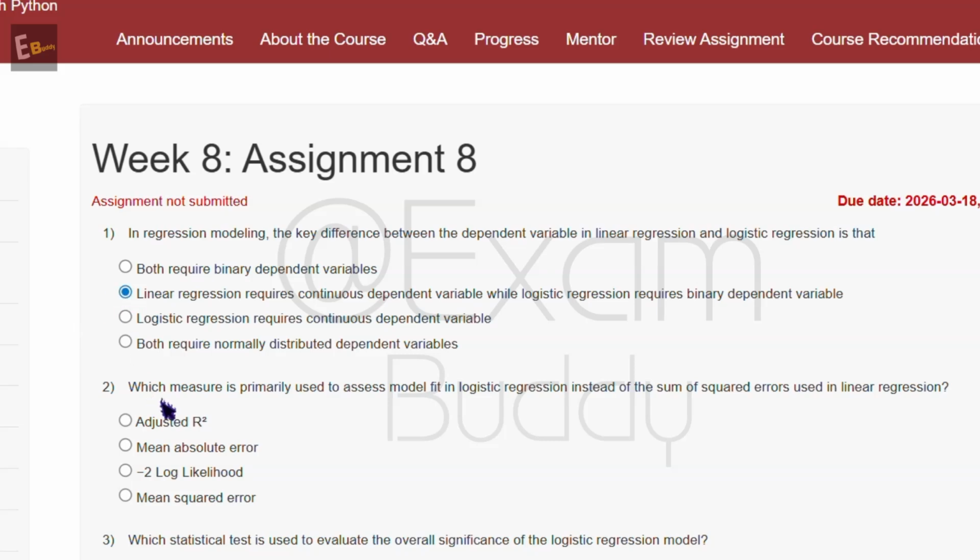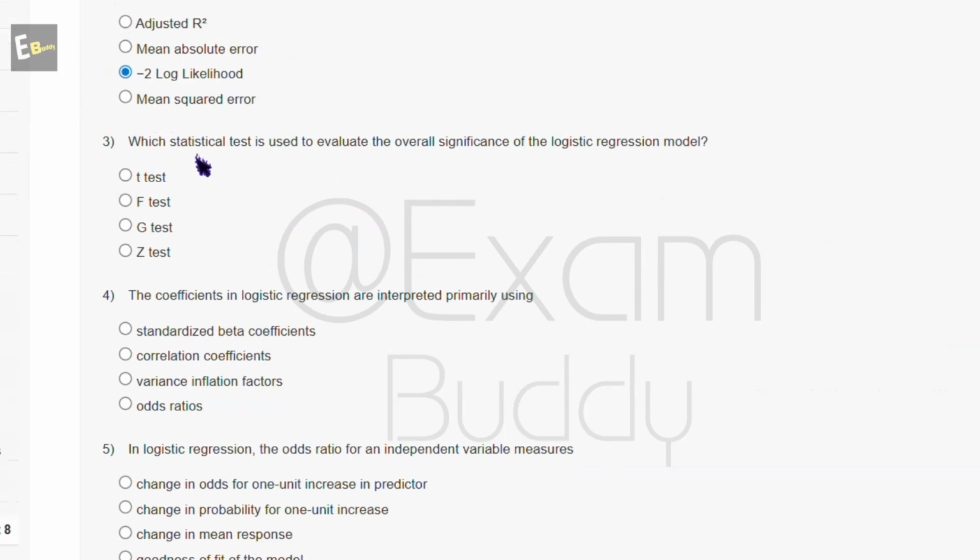Question number 2: which measure is primarily used to assess model fit in logistic regression, instead of the sum of squared errors used in linear regression? The answer is option C. Question number 3: which statistical test is used to evaluate the overall significance of a logistic regression model? The answer is option C, G test.